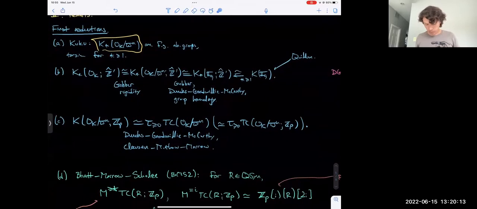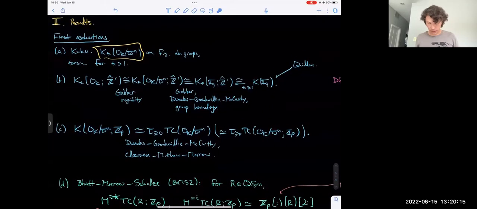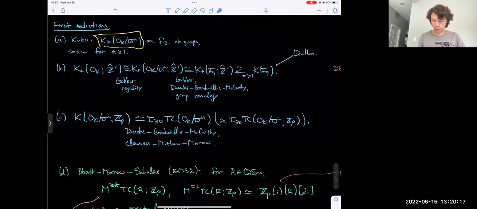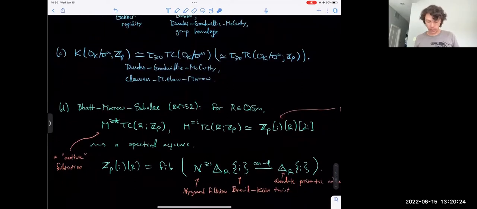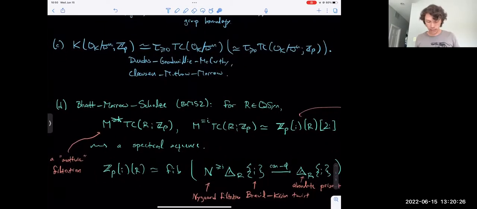Right. So now what we need to do is compute TC of this. And this is where some modern connections with prismatic cohomology come in.